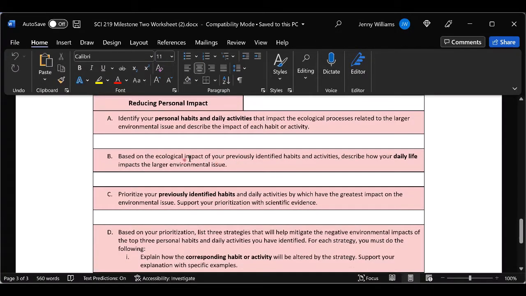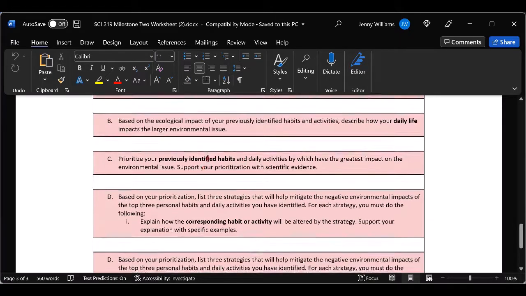Then you are going to describe how your daily life impacts the larger environmental issue. So how is your daily life impacting water pollution, trash, climate change? What is it that you could be doing in your daily life that is impacting this? Now, this is sometimes where students struggle, because they're like, well, I don't litter and I don't pollute and I don't cut down trees. This is where in the activity in module 4, you talked about how you could be indirectly contributing to the larger environmental issue. So be sure to revisit that part of your project, and you can put that in here.